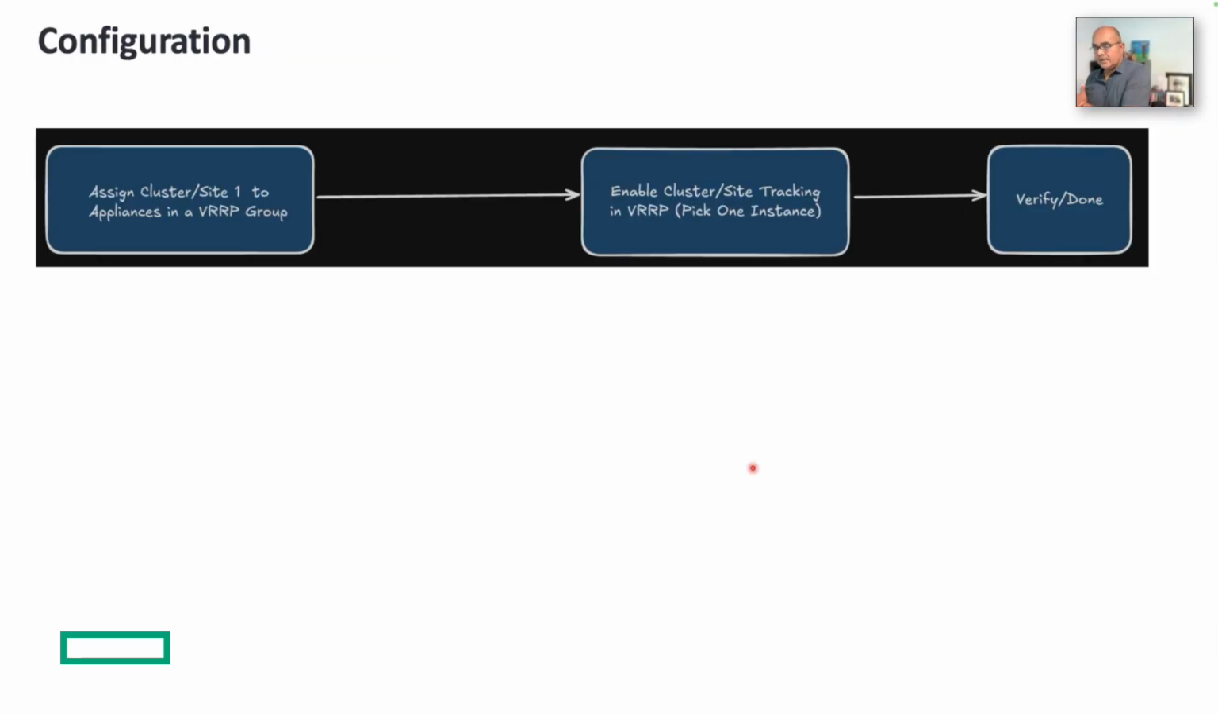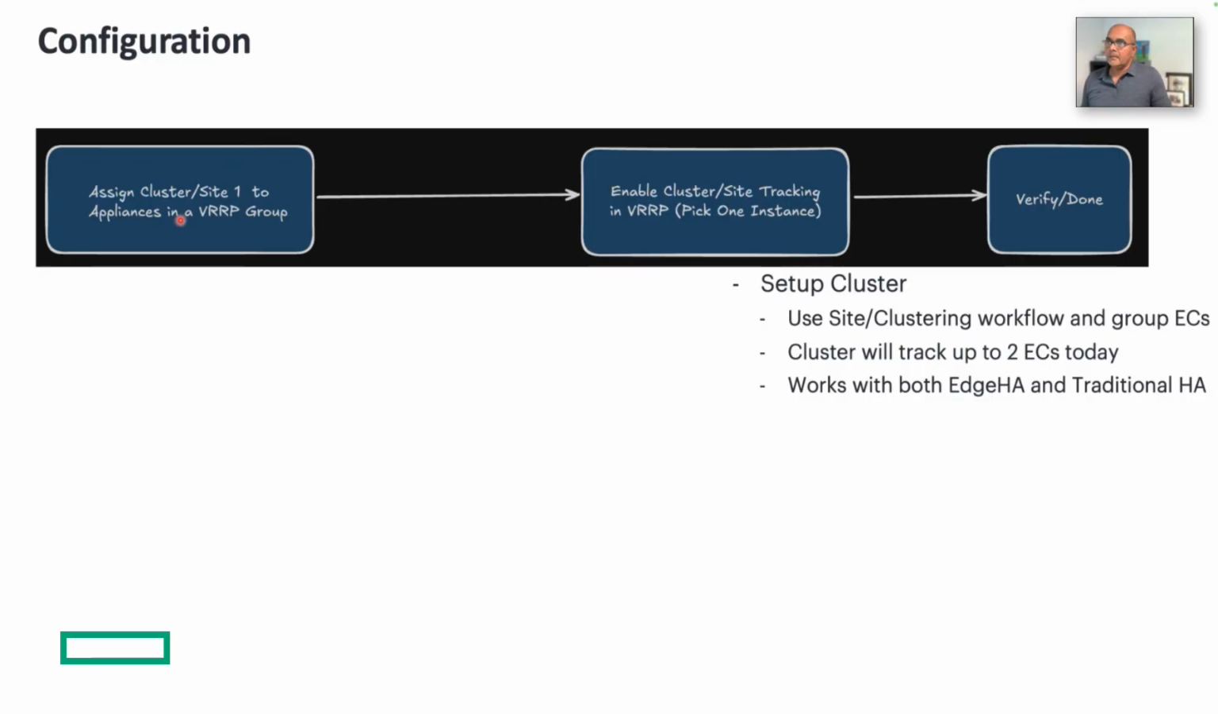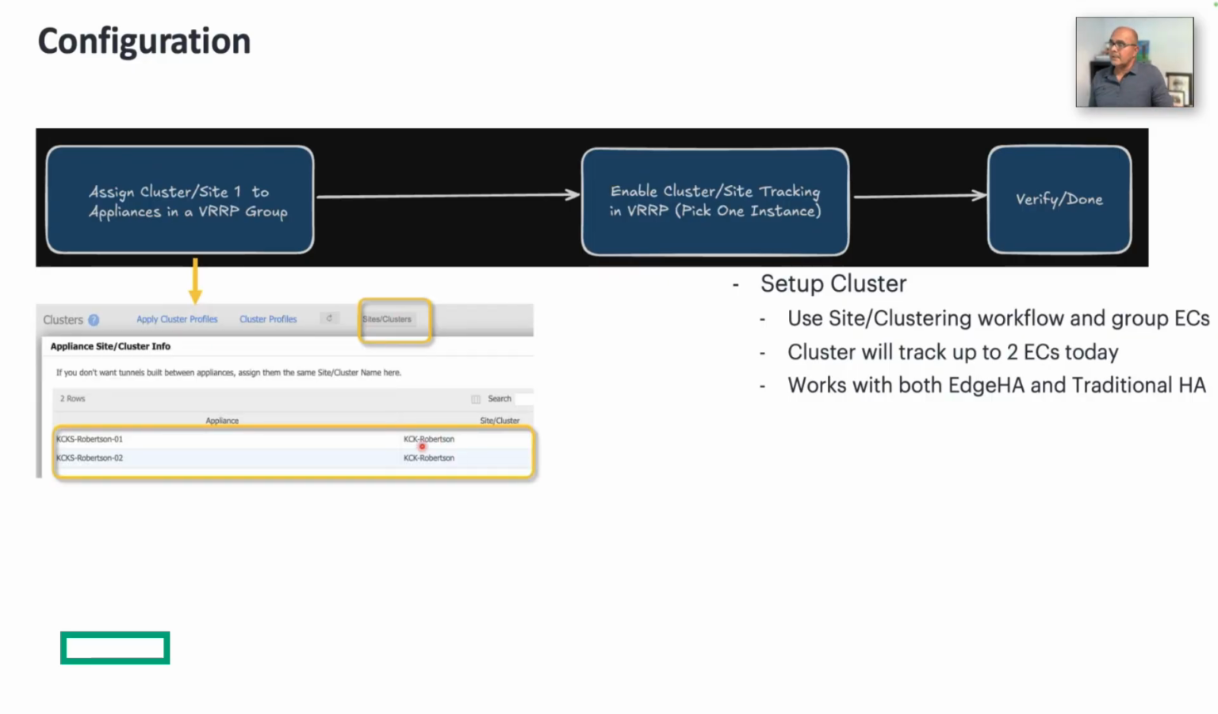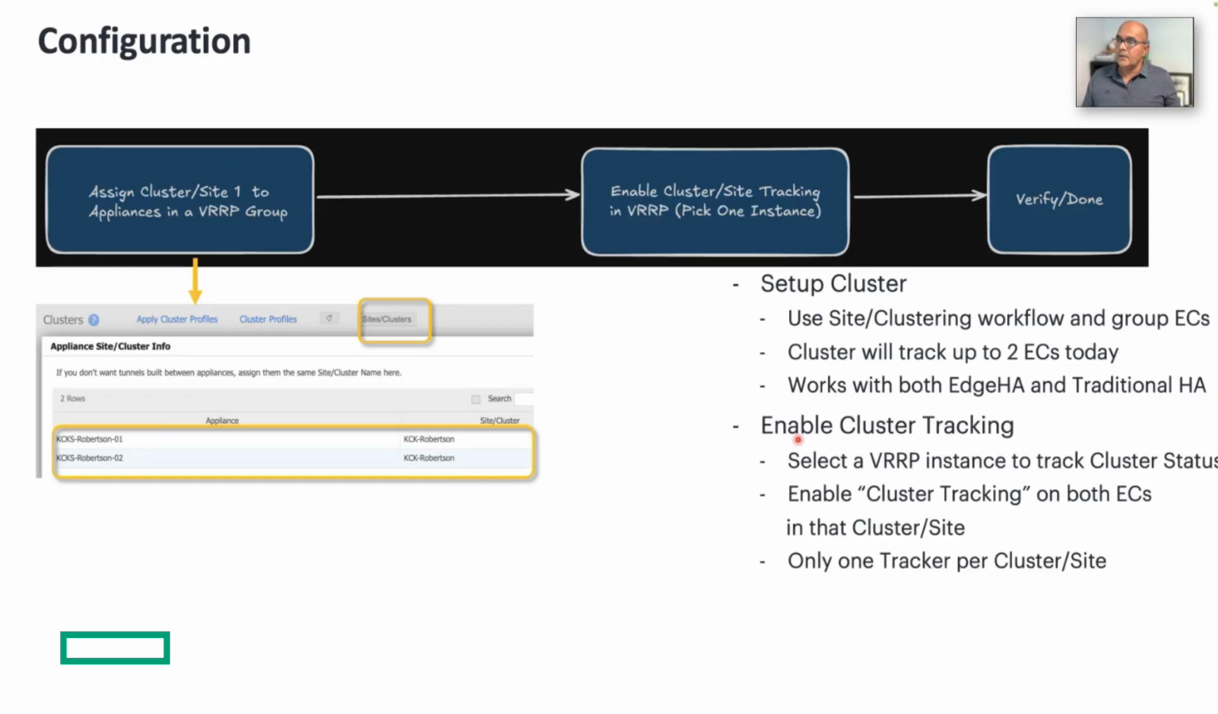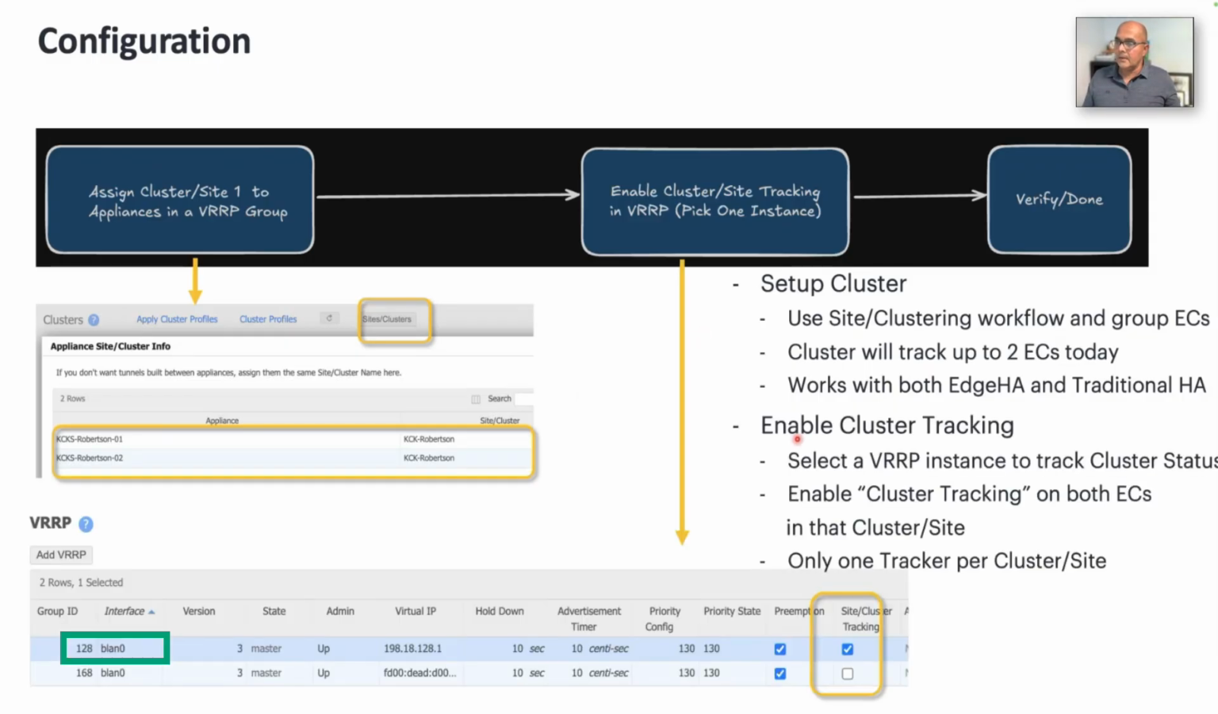Configuration is only done at the cluster side. You assign a cluster or site name, which has to be unique, and then enable the cluster tracking. You use the same site name, it's case sensitive, etc. Then you go to the VRRP and enable this new capability called site cluster tracking for a single instance. Let's say you have 5 different VLANs or interfaces, you only have to enable it on one VRRP instance. Obviously, you have to do it on both sides of that VRRP instance.